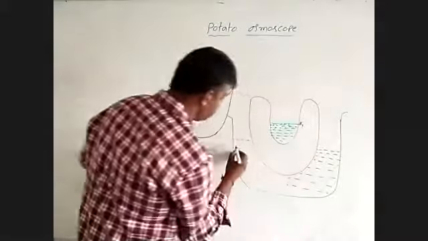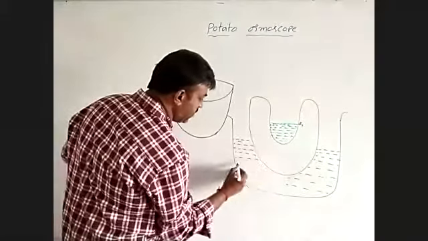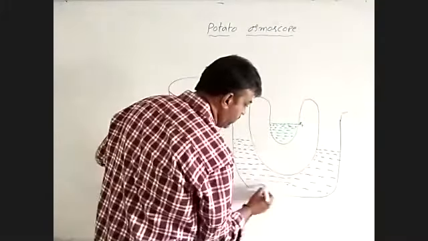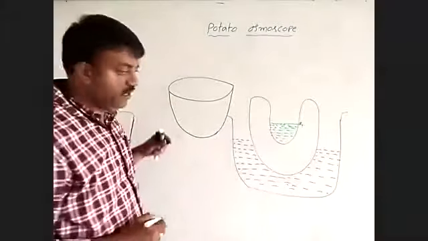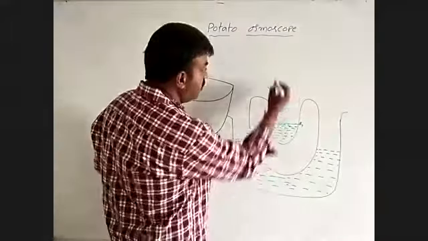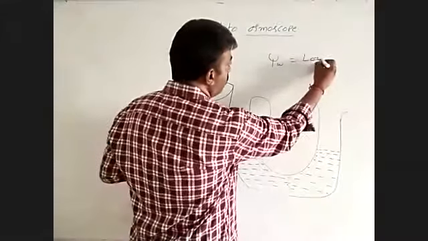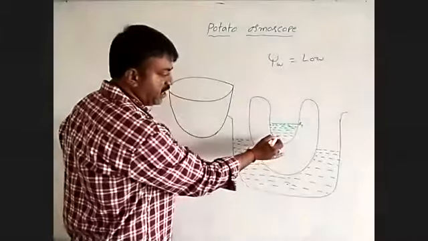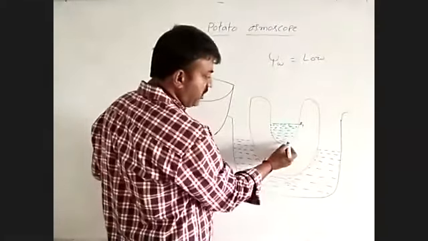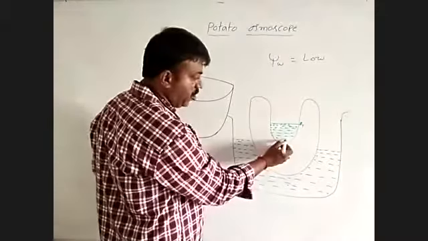So here the water potential gradient is established between the potato tuber and the beaker's surrounding solution. Inside the potato tuber, water potential is very low because it is a highly concentrated solution, in which the chemical potential of water is very low, nothing but water potential is very low, right?